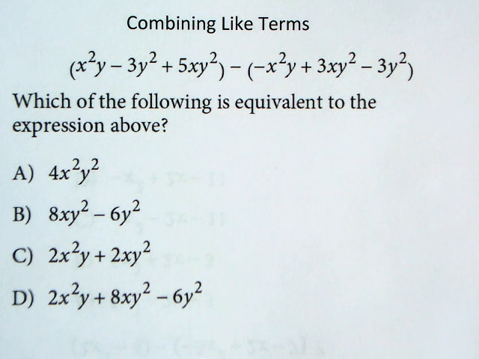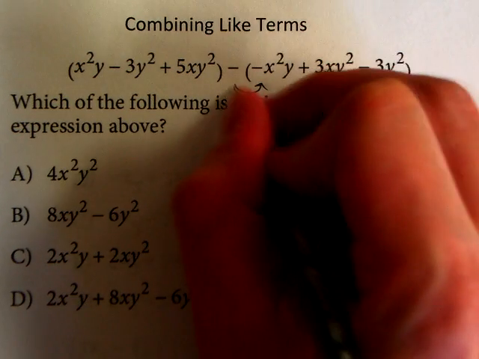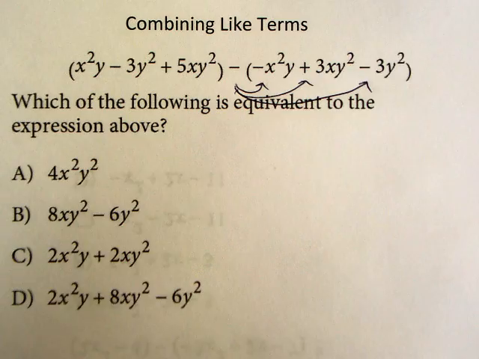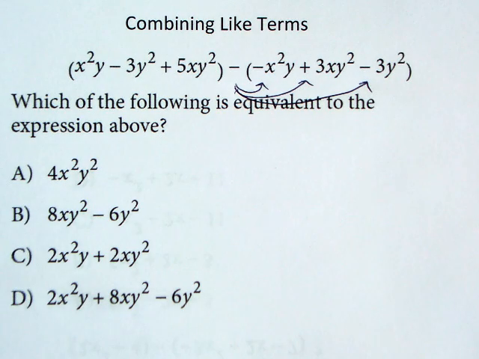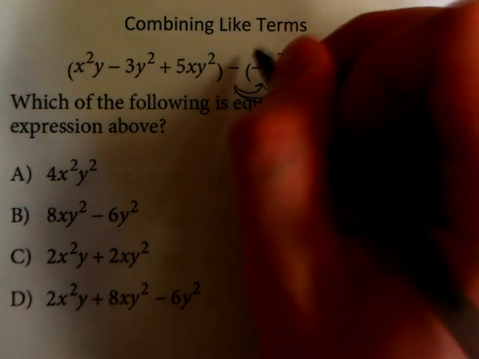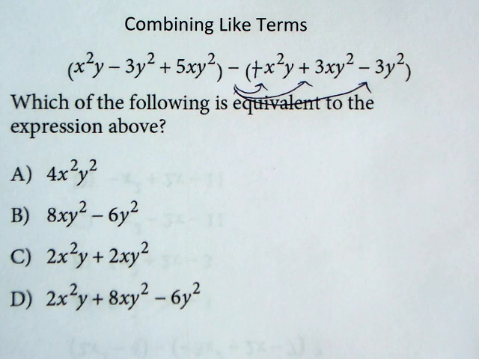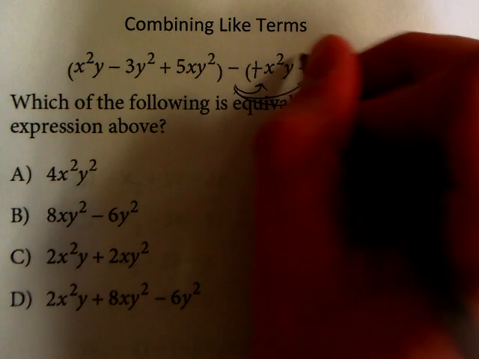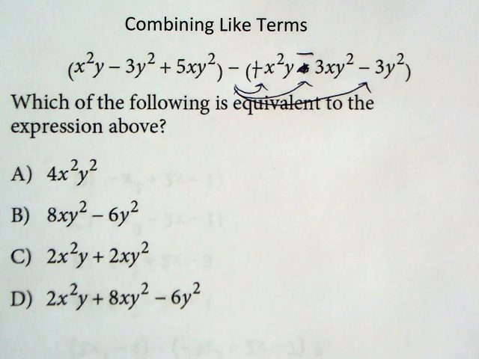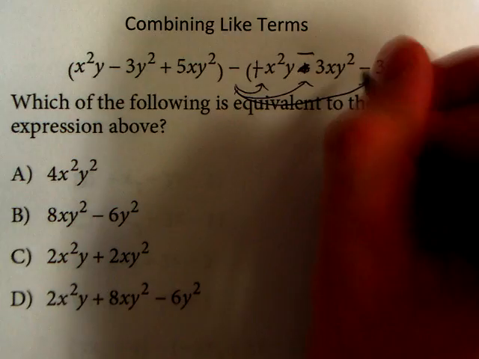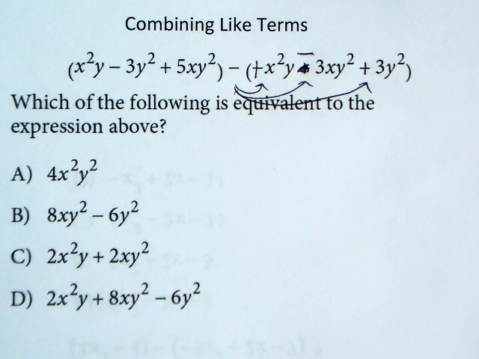For combining like terms, the first step in this problem is to distribute this negative to each term in the second parentheses. This changes the sign, and now we're looking at plus x squared y. Now we're looking at minus 3xy squared. And now we're looking at plus 3y squared. Then you combine like terms.